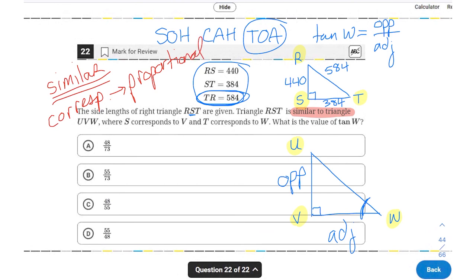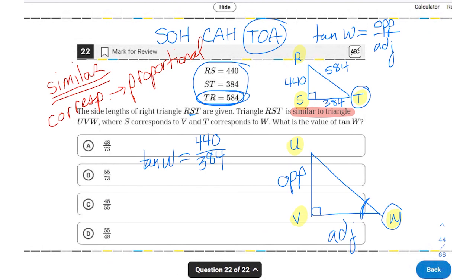So when we're looking at similar triangles or similar figures of any kind, it means the corresponding sides will be proportional, and the corresponding angles will be equal. Here, we care about that proportionality because tangent W will be the same as tangent T. These are the corresponding angles, and when they correspond, their tangents also correspond. So tangent W will be equal to 440 over 384.